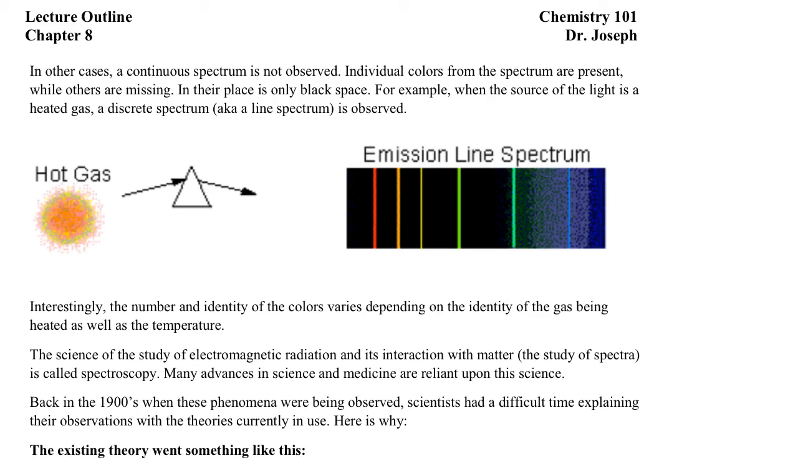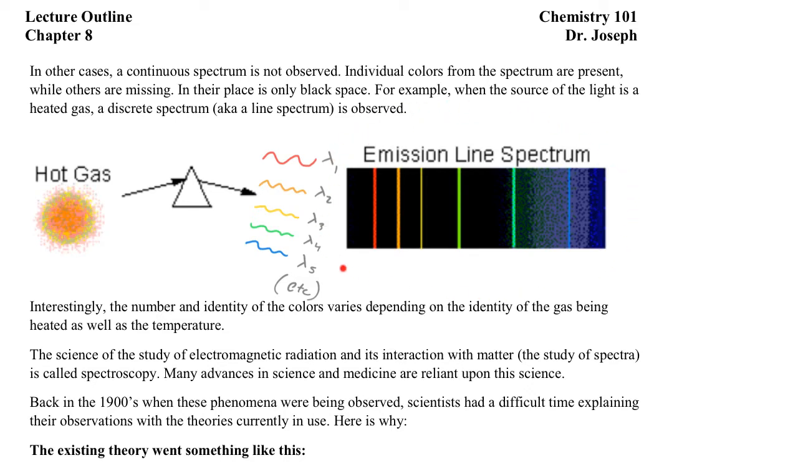Welcome back, everyone. So continuing where we left off in the last video, we see that if we heat up a gas, that gas starts to glow, emitting light. Now, if we pass that light through a prism, the prism separates the light by wavelength, and we can see the individual component colors which make up the light that was emitted by the gas.